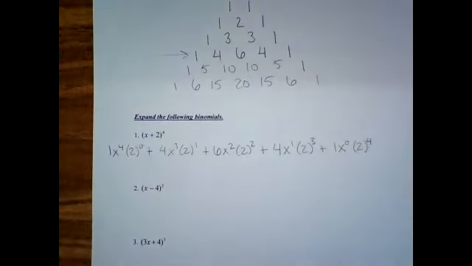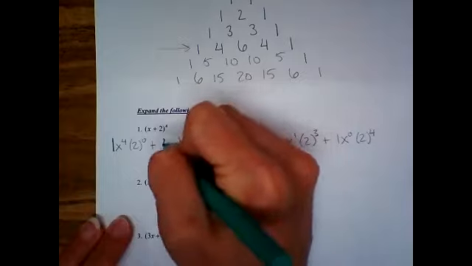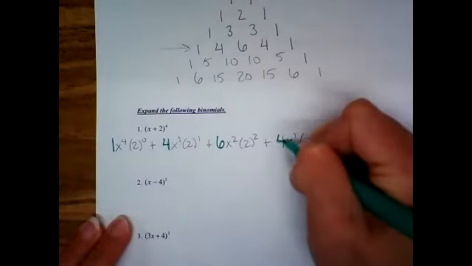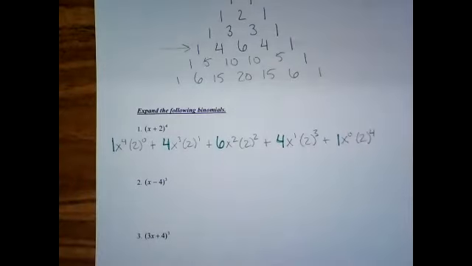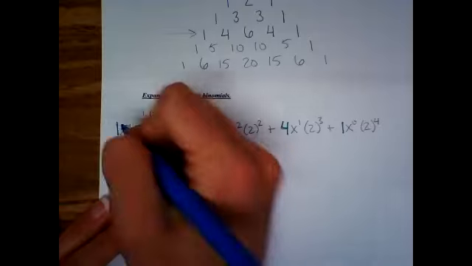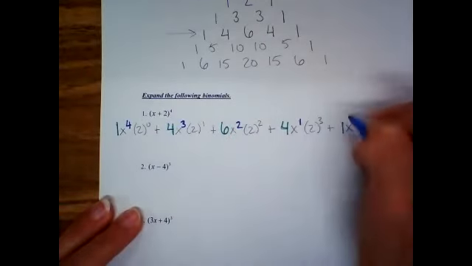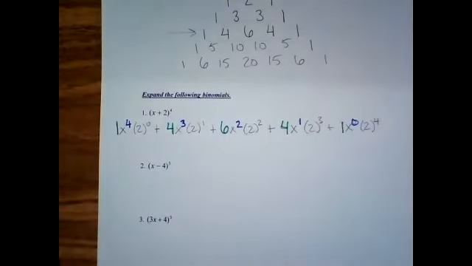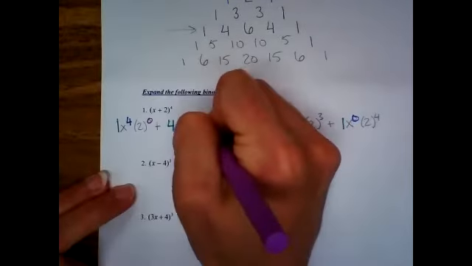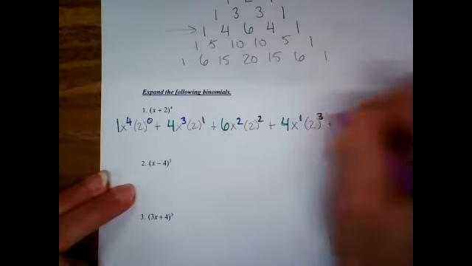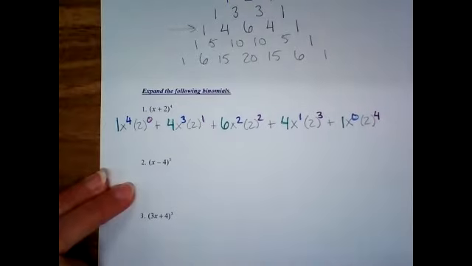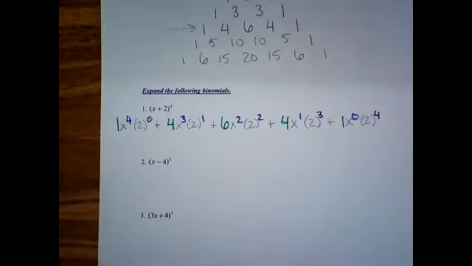So let me color code for you. Here's your coefficients, 1, 4, 6, 4, 1. Do you guys see that in there? On the x's, it descends. It's 4, 3, 2, 1, 0. And then on the 2, it ascends. It's going up. 0, 1, 2, 3, 4. Do you guys see it? Okay, go ahead and write that down.